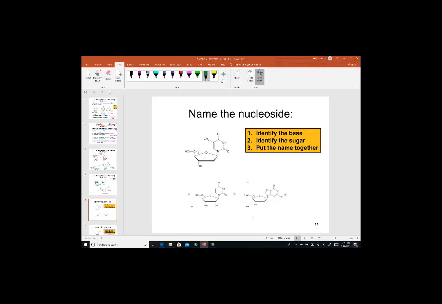All right, let's really practice. We have 3 practices, and I kind of put them all on the same slide, but I'm going to go through each one separately. Name the nucleoside. Well, here's the step-by-step process. Step number 1, you want to identify the base. So I go in and I try to find the name of the base. Go in and locate these bases and just name them.